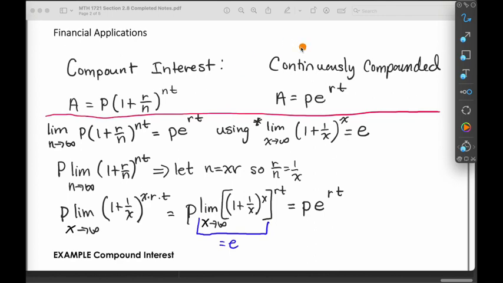Now, we also have this continuously compounded formula. So if something is continuously compounded, that means our n is not going to be some discrete value.